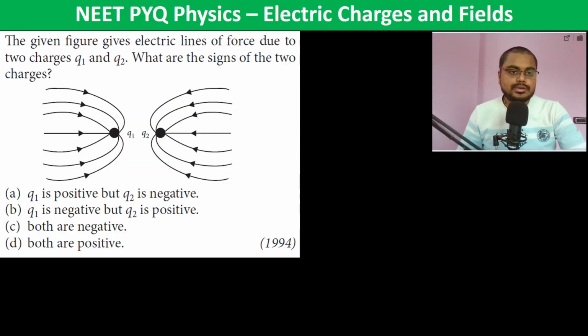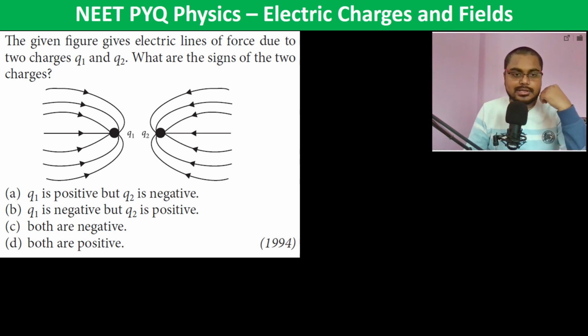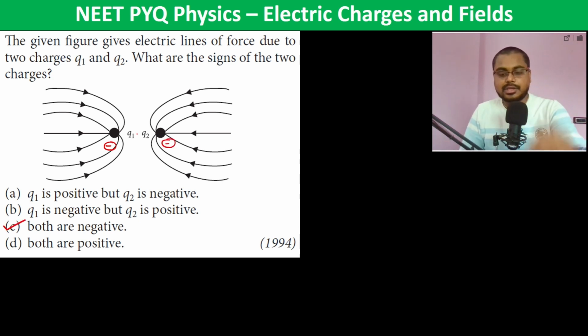The given figure gives electric lines of force due to two charges q1 and q2. What are the signs of the two charges? Now look carefully, in the middle there is no field line, so the field is 0. When the field is 0, it means both charges have the same sign, and all these field lines are ending on q1 and q2, so both of them have to be negative. So both are negative.